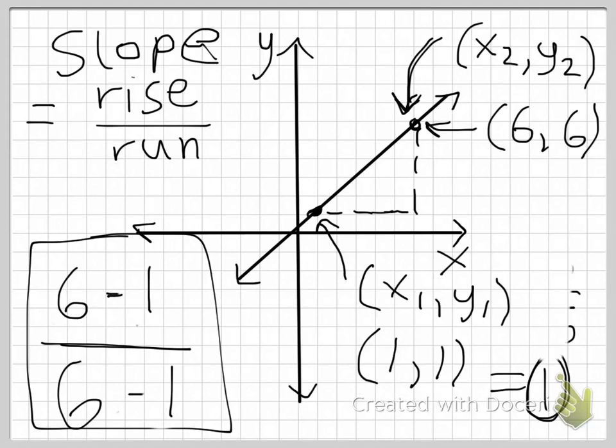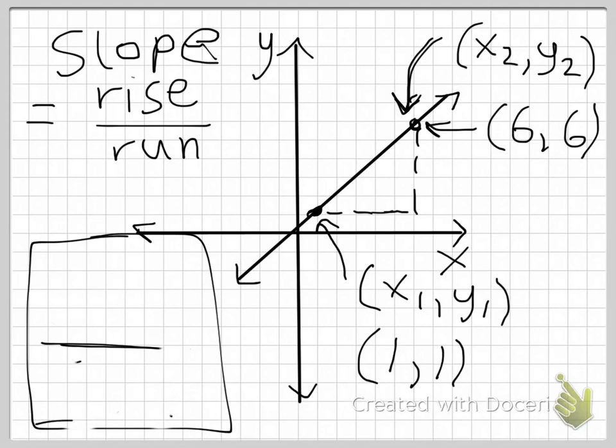So let me rewrite the equation for the slope. So it's y2 minus y1 over x2 minus x1. So that's the slope.